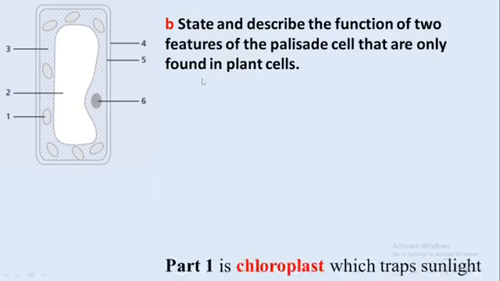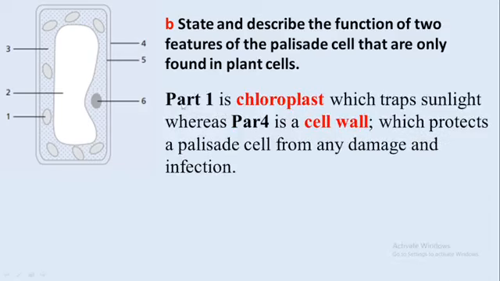You can write your answer in complete sentence form where we say part 1 is the chloroplast which traps sunlight, whereas part 4 is a cell wall which protects a palisade cell from any damage and infection. So these are the answers to our question B.